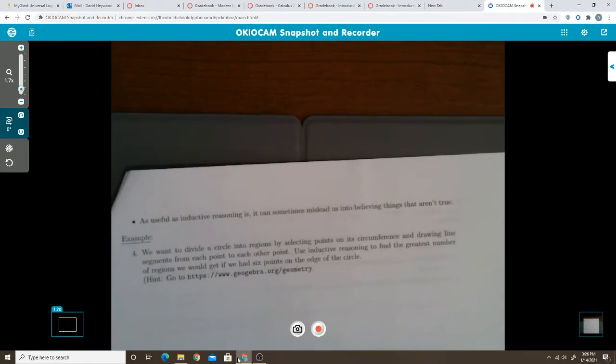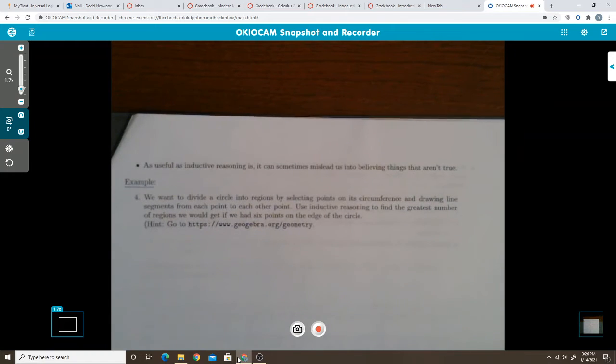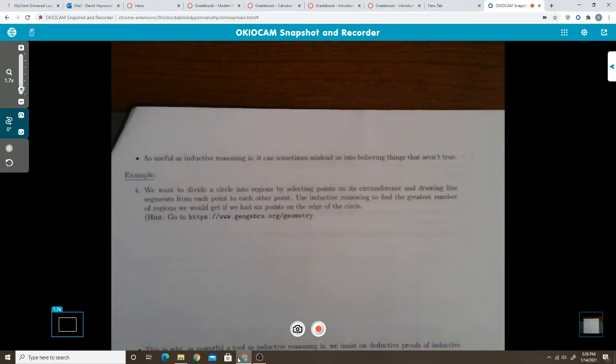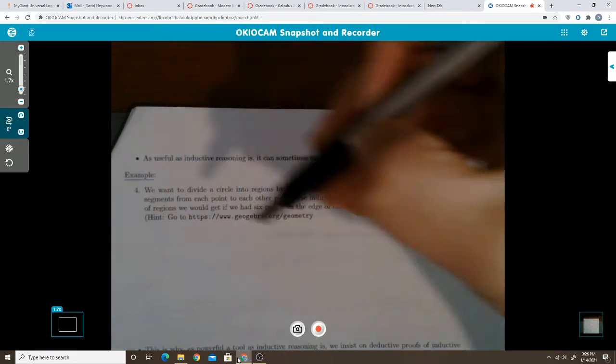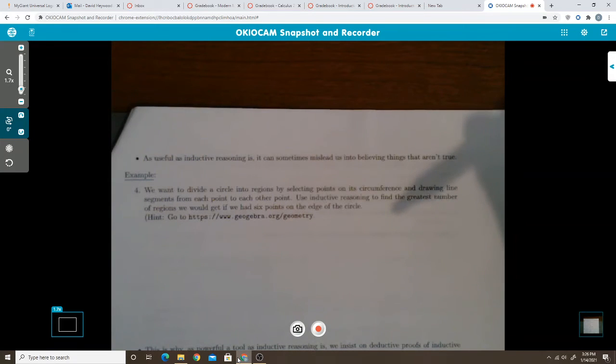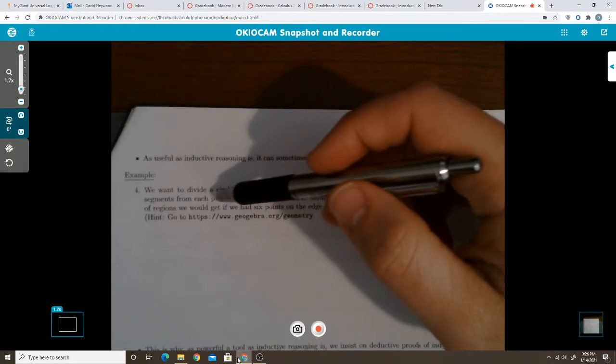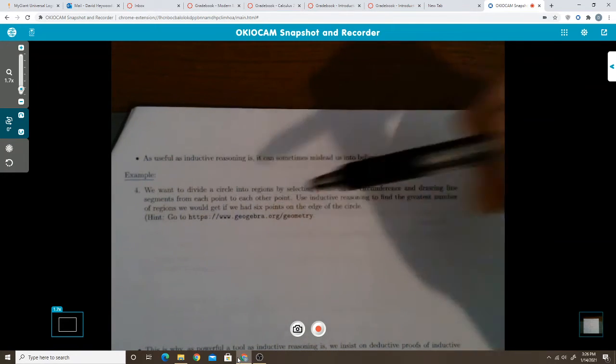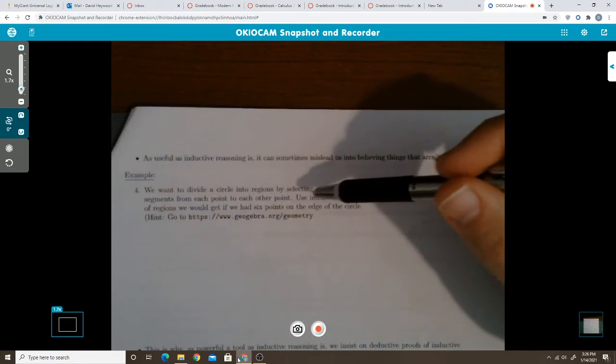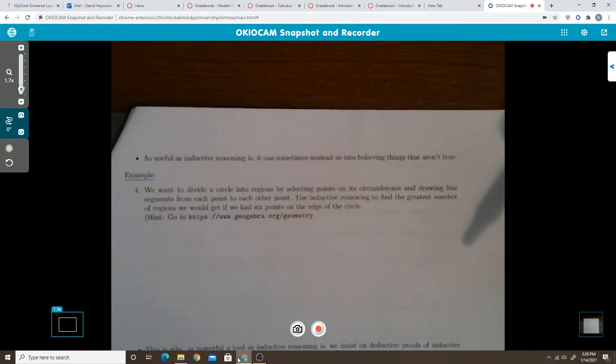Okay, so inductive reasoning is very nice. However, as useful as inductive reasoning is, it can sometimes mislead us into believing things that aren't true. So, for example, let's say that we want to divide a circle into regions by selecting points on its circumference and drawing line segments from each point to each other point. Now let's use inductive reasoning to find the greatest number of regions we would get if we had 6 points on the edge of the circle.